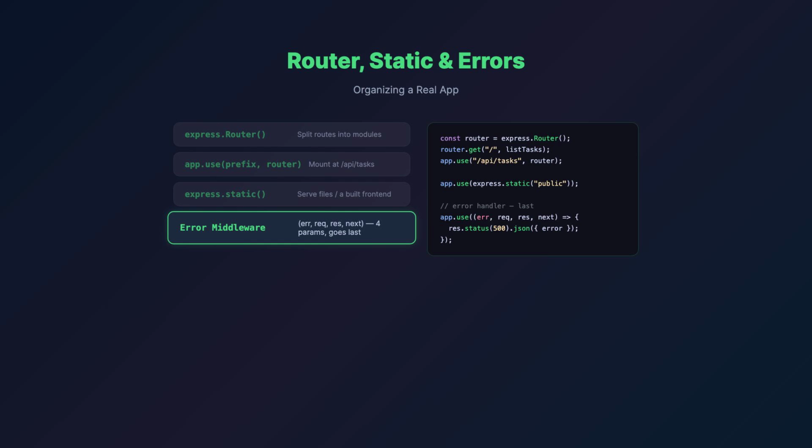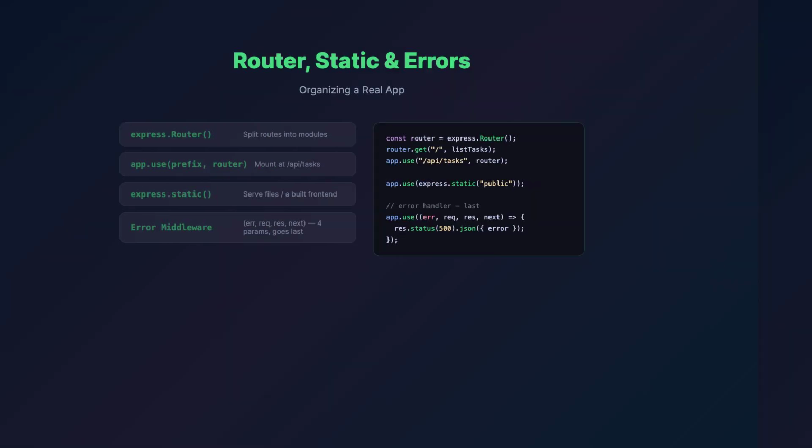Finally, error handling. An error handling middleware has 4 parameters, not 3. Error, req, res, next. Express recognizes those 4 parameters and only calls it when something goes wrong. You put it last, after all your routes. Inside, you log the error and send a clean response. res.status 500 .json, error: something went wrong. This way, one place handles every failure and your users never see an ugly stack trace.